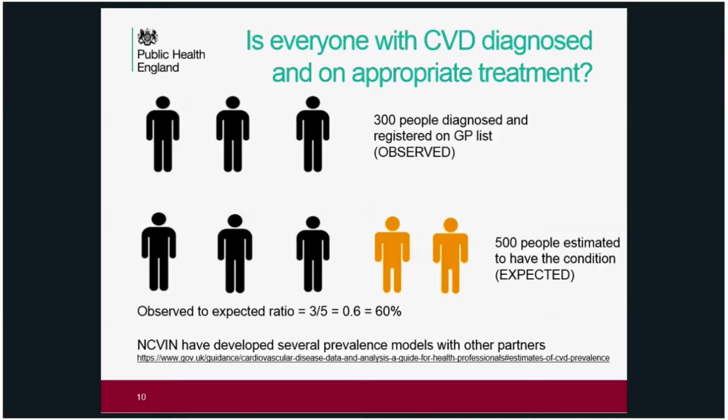And then we can make something called the observed to expected ratio, and in this case it's 3 divided by 5, which is 60%. So in this particular example, there is the potential for this practice to improve case finding and identify more people with the condition. So the NCVIN has produced a number of these what we call prevalence models to allow us to estimate the undiagnosed population within an area, and we've produced with our partners models for atrial fibrillation, diabetes, chronic kidney disease, and hypertension.